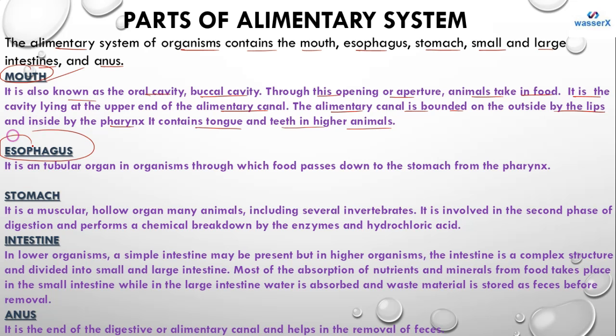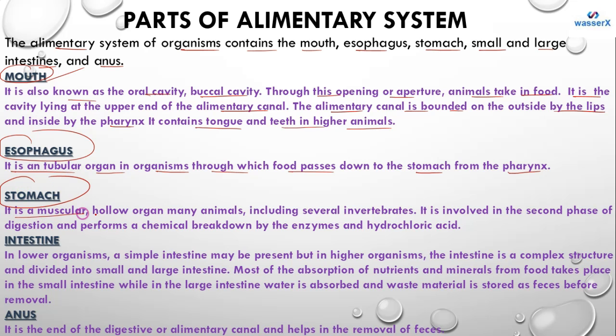Next we have the esophagus. The esophagus is a tubular organ in the organism through which the food passes. From the pharynx, the food then goes further to the stomach.